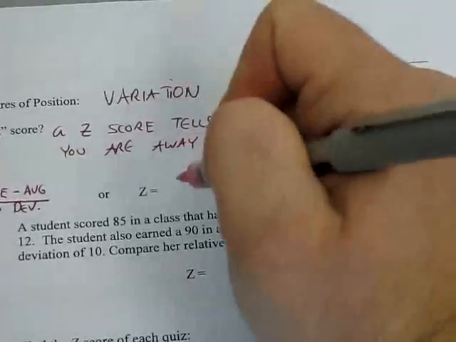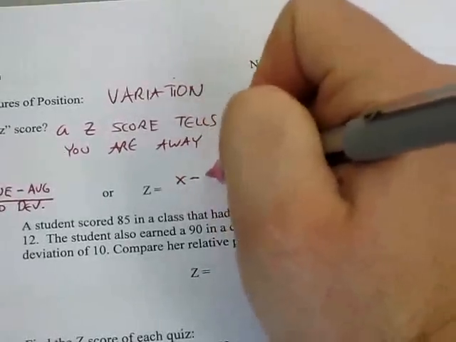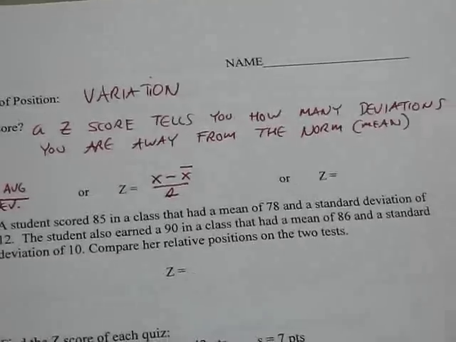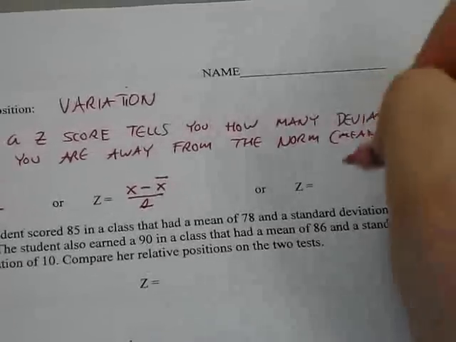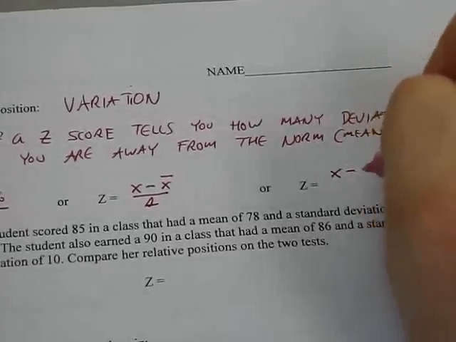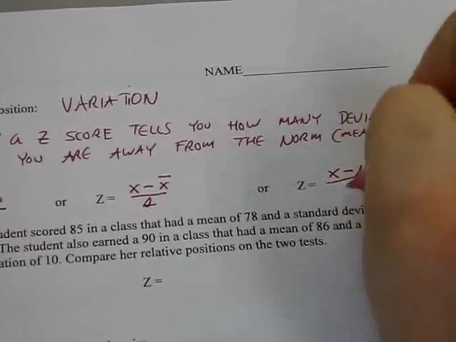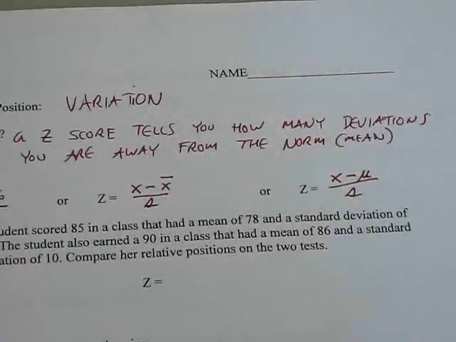That is the formula written out: take your value, subtract your average, divide it by standard deviation. Another way to look at it is to take that value, subtract the average of all the values, and divide it by s. If you're looking at a population, you would take that person, subtract the average population, which is mu, and then divide it by the standard deviation of that population.